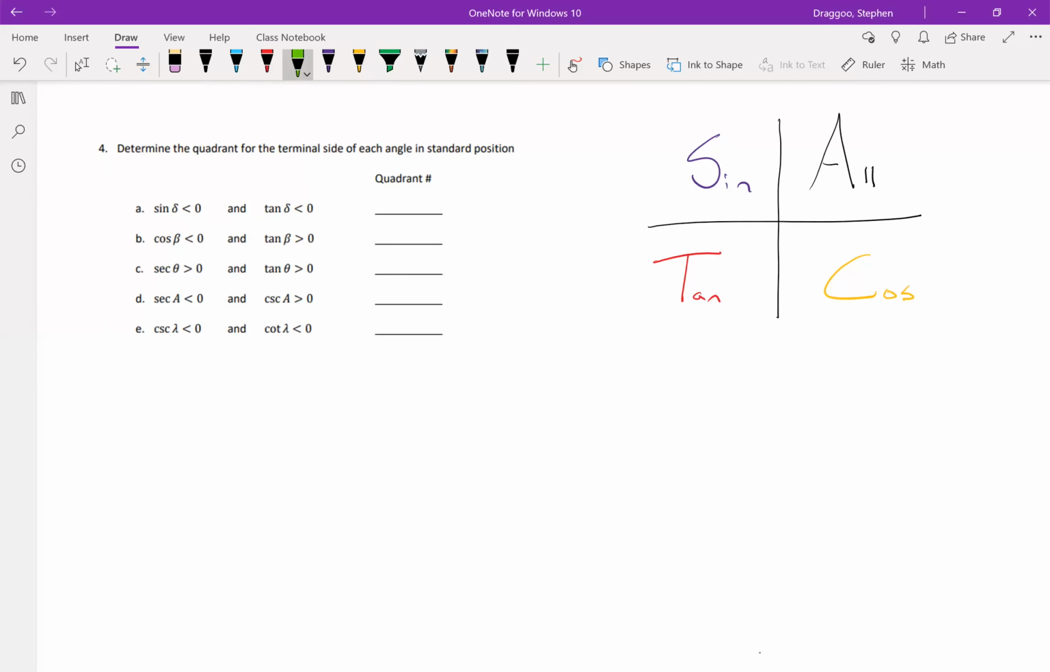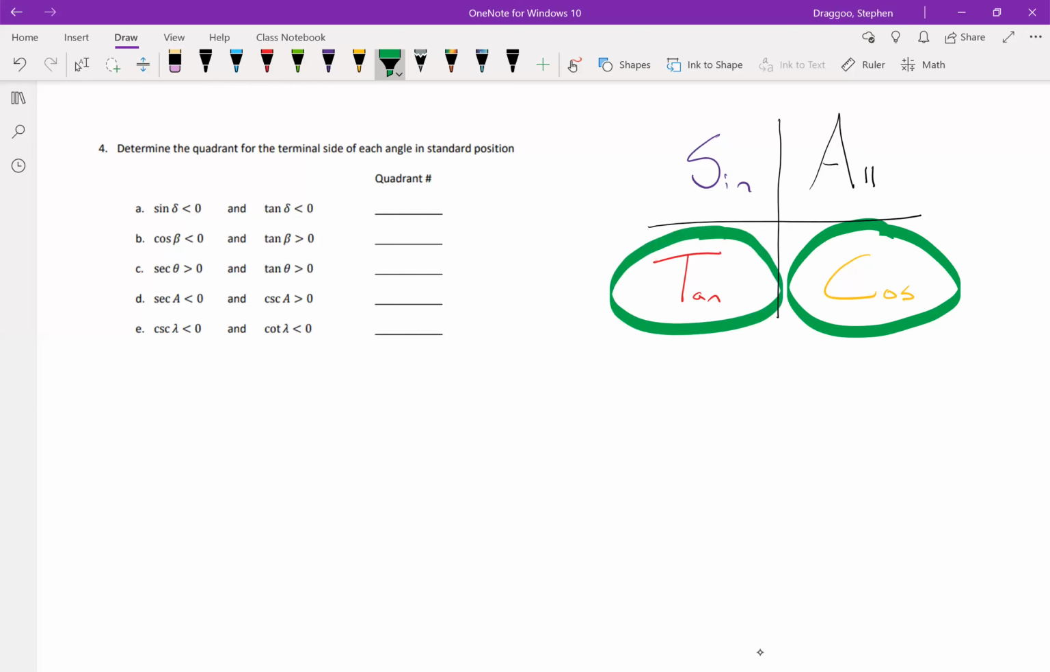Part A, sine is negative and tangent is negative. Well, sine being negative means that I'm either in quadrant 3 or 4. Tangent being negative means I am either in quadrant 2 or quadrant 4. Those two pieces overlap only in quadrant 4, which means that angle delta must be in Q4.